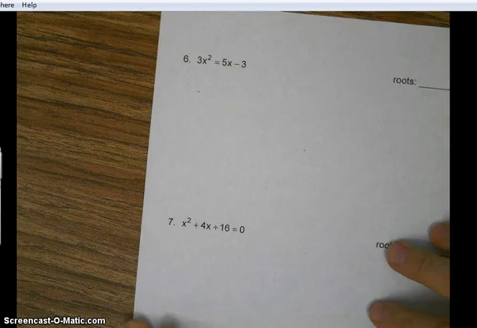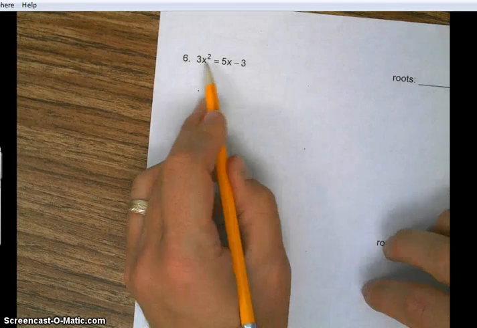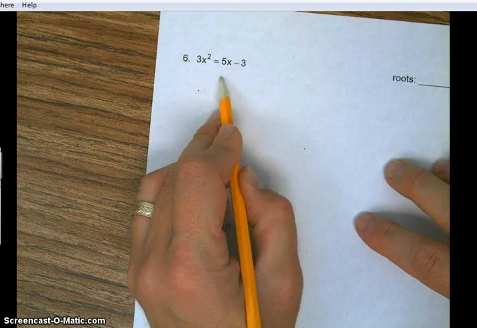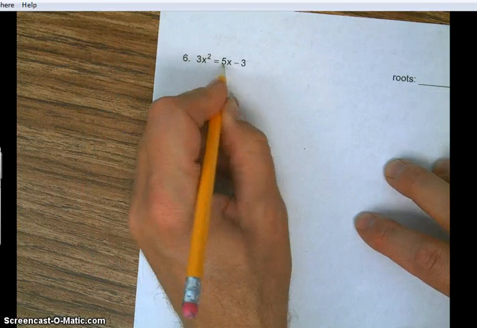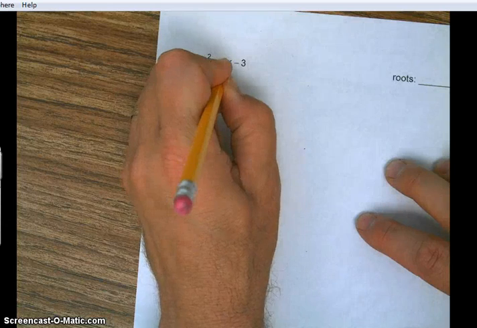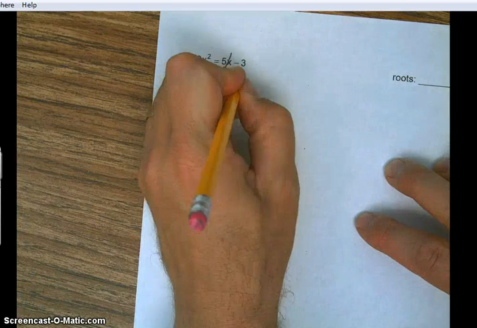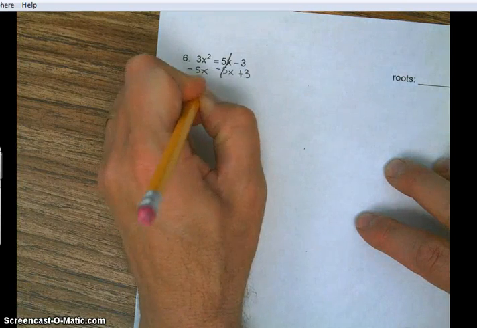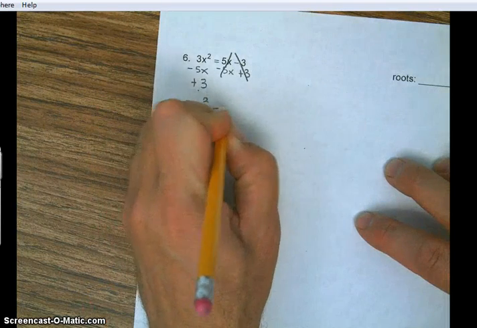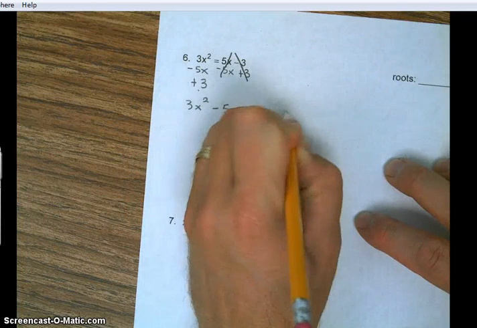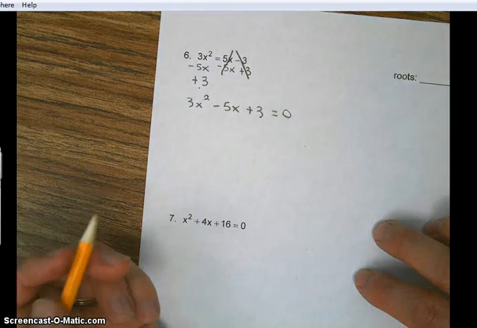Okay, number 6. We have to do a little bit of work here before we solve this. Remember that in order to solve a quadratic, we need to first set the equation equal to 0. And since my a value is positive here, I'm going to go ahead and make this side 0. So canceling out the 5x, canceling out the minus 3. So we get 3x squared. Okay, and now we're ready to use the quadratic formula.